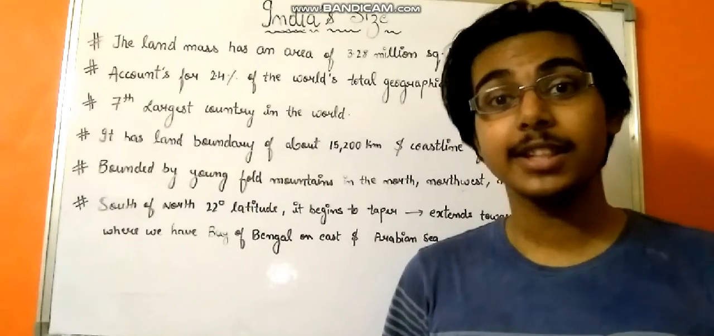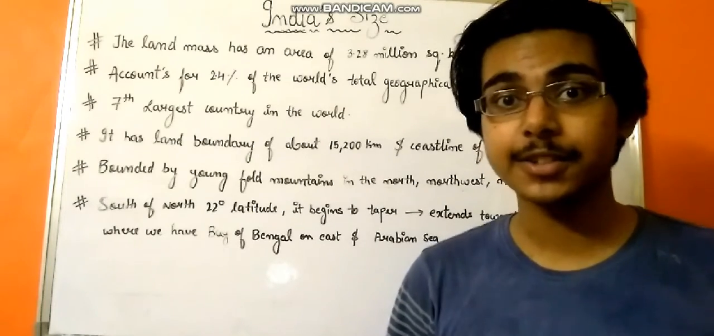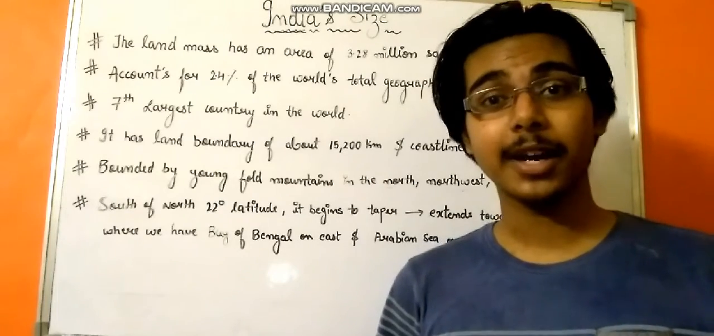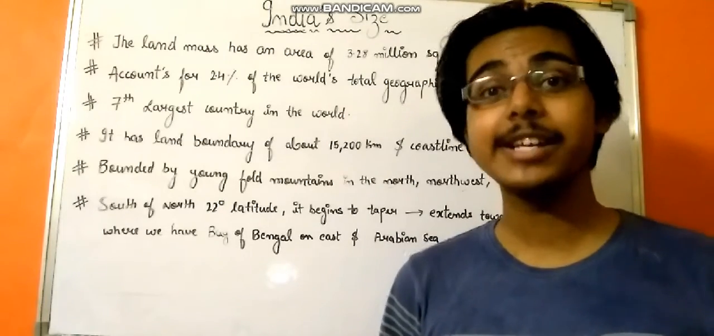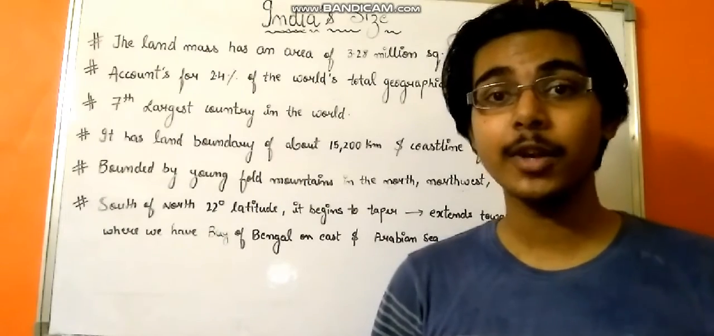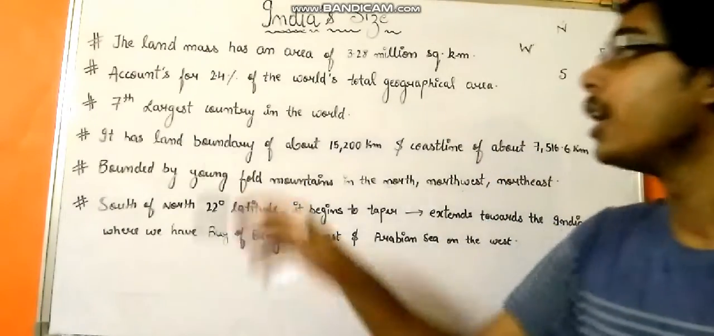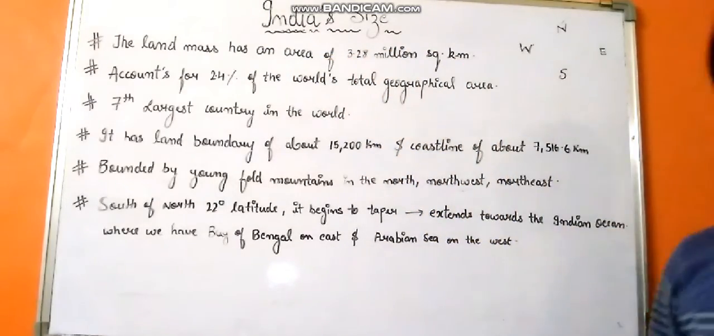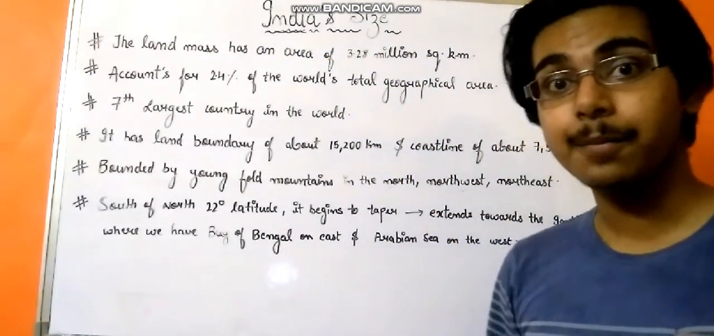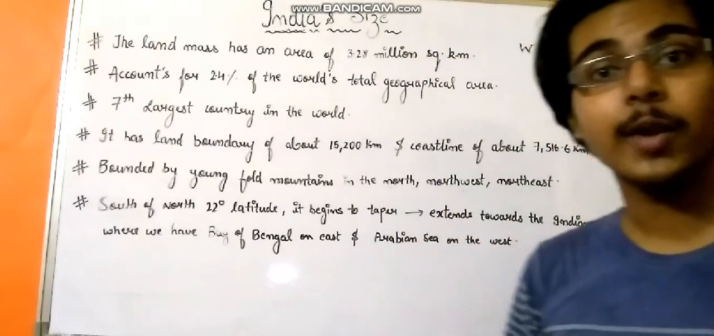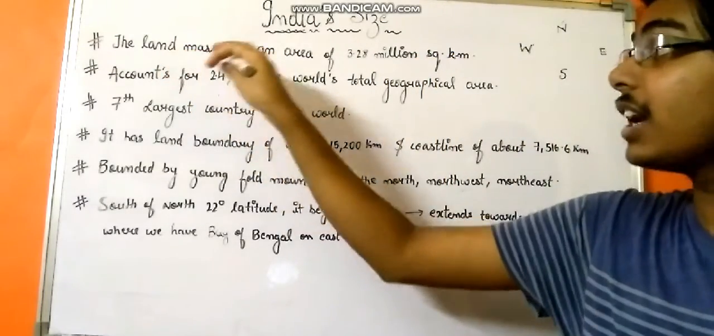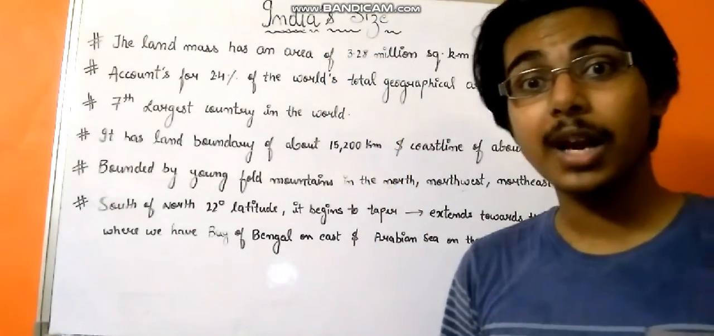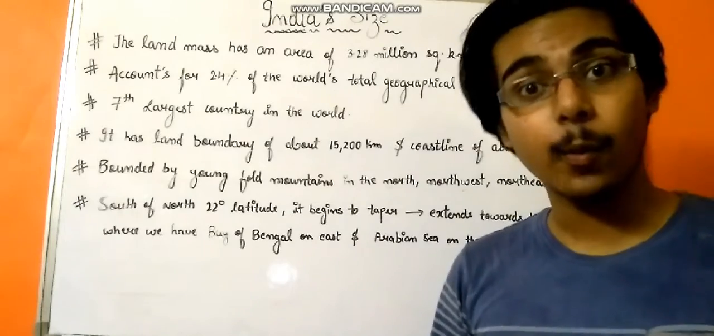Now let us have a look at the second topic, that is India's size. It's very, very important for us to understand and see in terms of mathematical numbers how big our country is. We know that India is a vast country, but now let's look at some figures. So the landmass has an area of about 3.28 million square kilometers. You can very well understand that square kilometer is a unit to express area. So India has a landmass of about 3.28 million square kilometers. It's such a big and vast country.